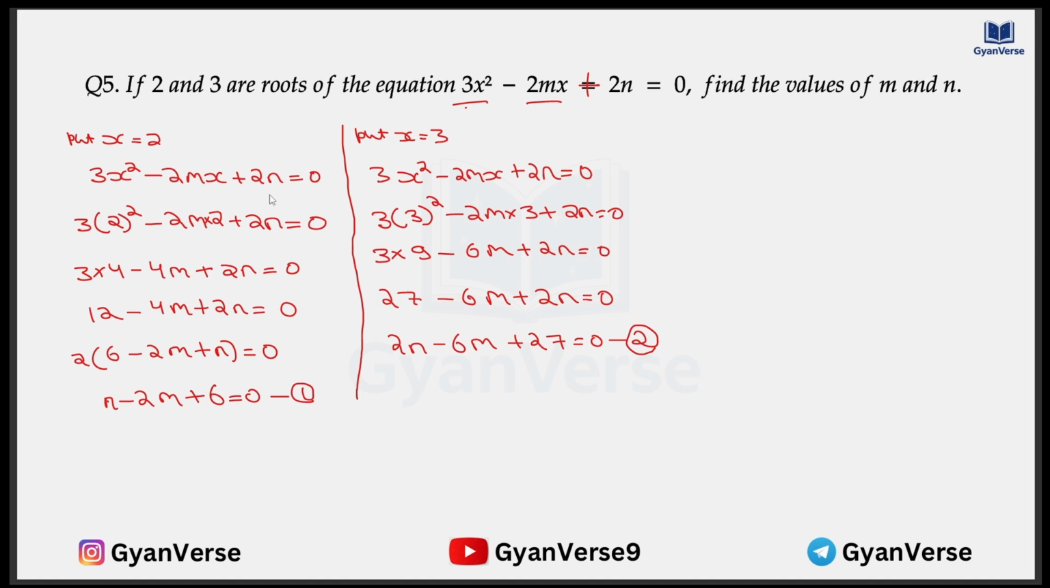So how I'm going to do it is, in equation 2, just check, the first term is 2n. I will make n equal to 2n in equation 1 by multiplying the whole equation by 2. So equation 1 will now become 2n minus 4m plus 12 equals to 0. Now you can see the first term of the second equation and the first term of the first equation both are equal. So now you have to solve these two equations. I will write equation 1 first, then equation 2.